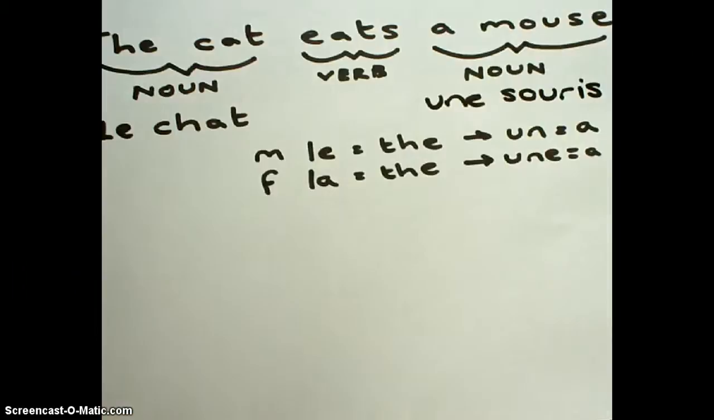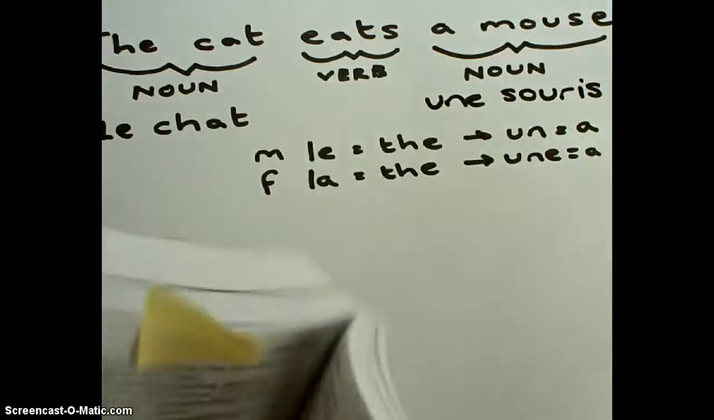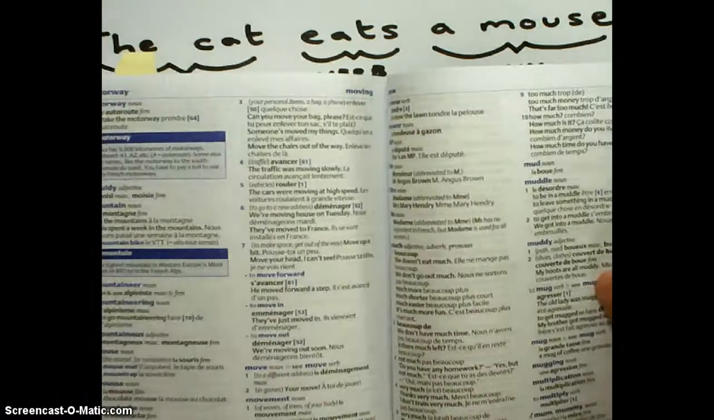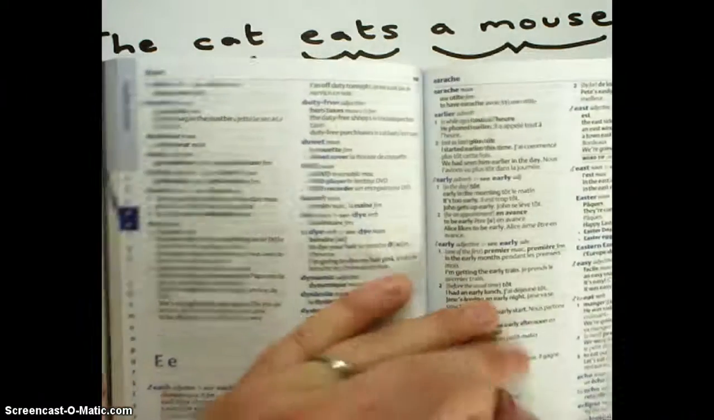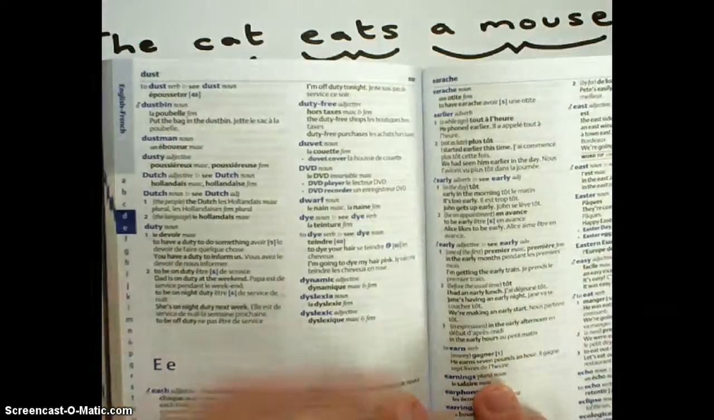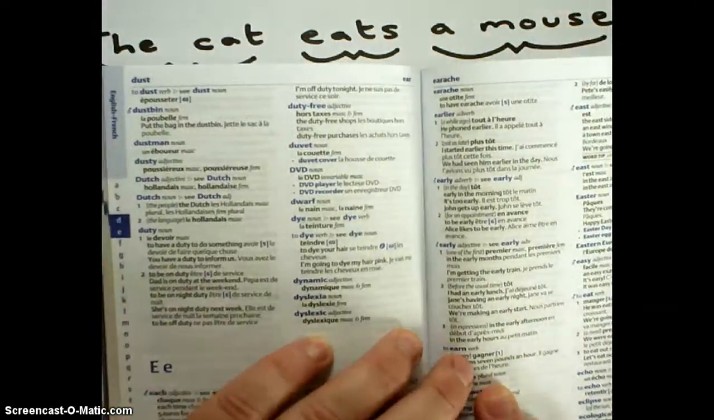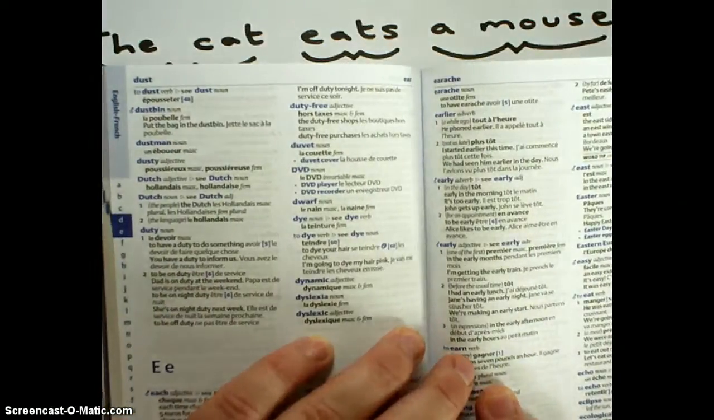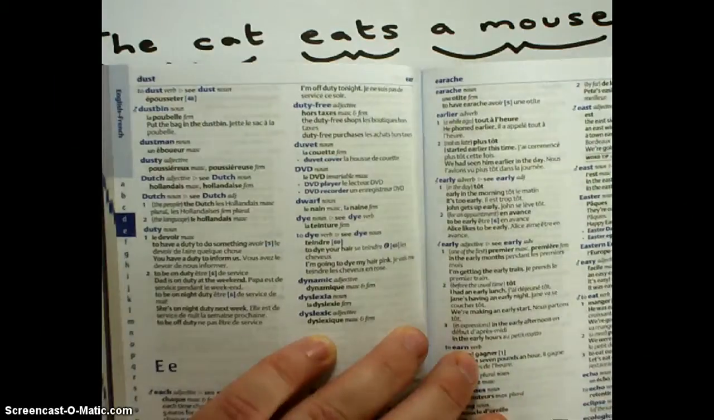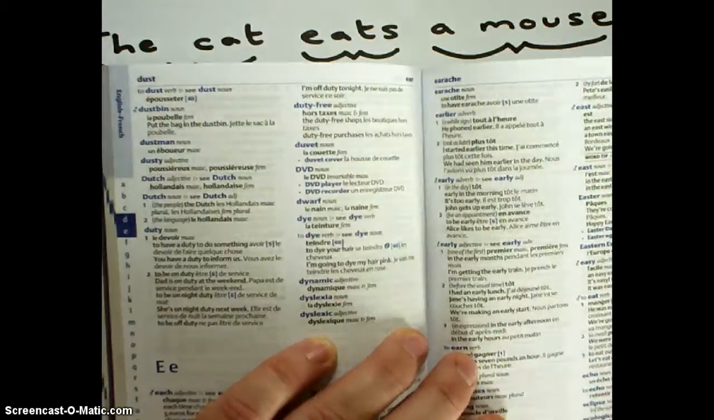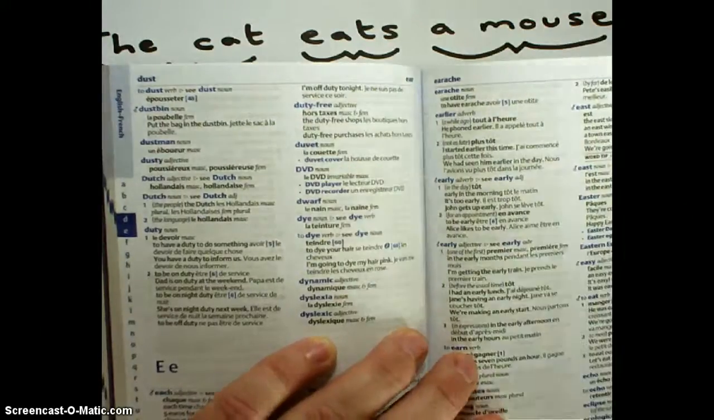Now, the final part is this verb. A verb is a doing word. Again, let's try and find it in the dictionary. So let's go back to our dictionary, and this time we're going to find the verb eat. Now, verbs are never found exactly as you see them in a sentence. They're always found in the form to something, as in to eat, to do, to go. And in this case, let's look up eat.